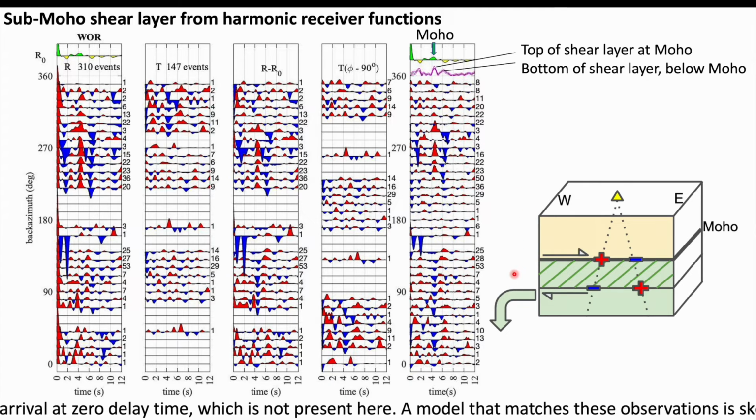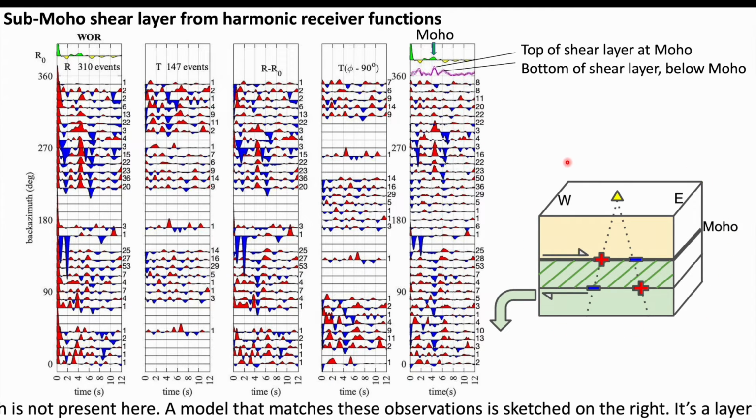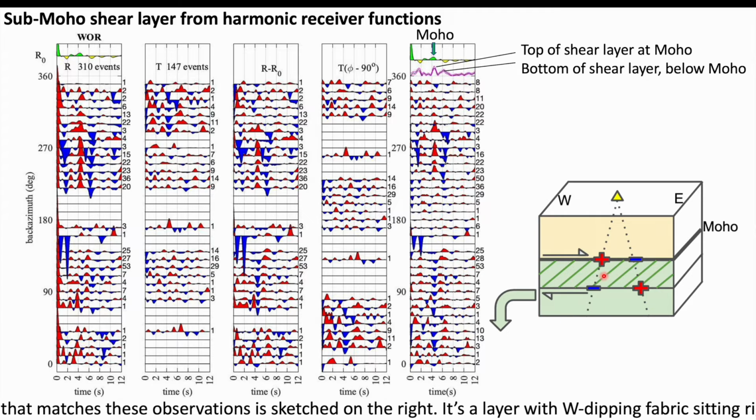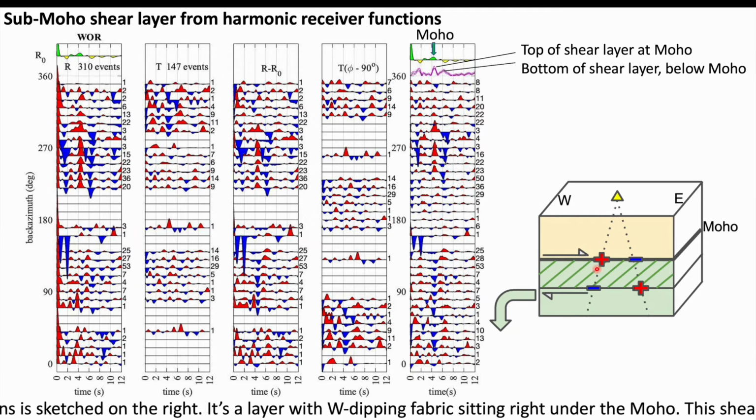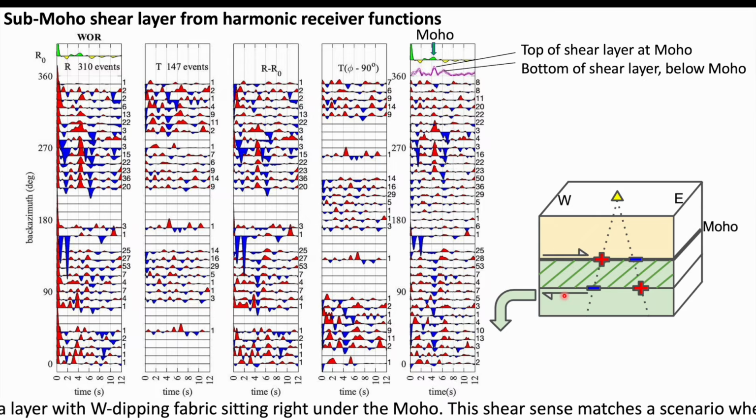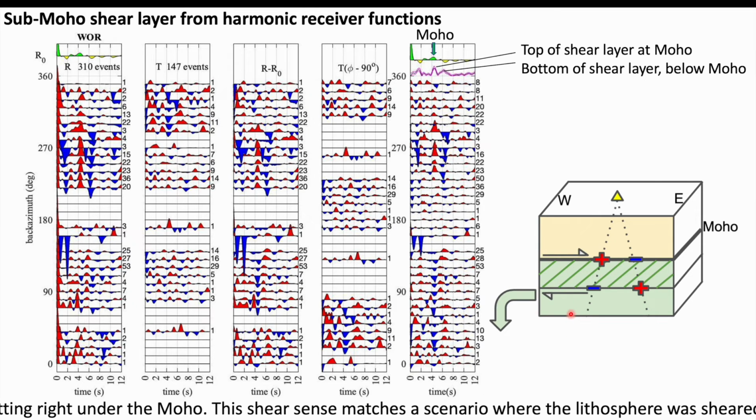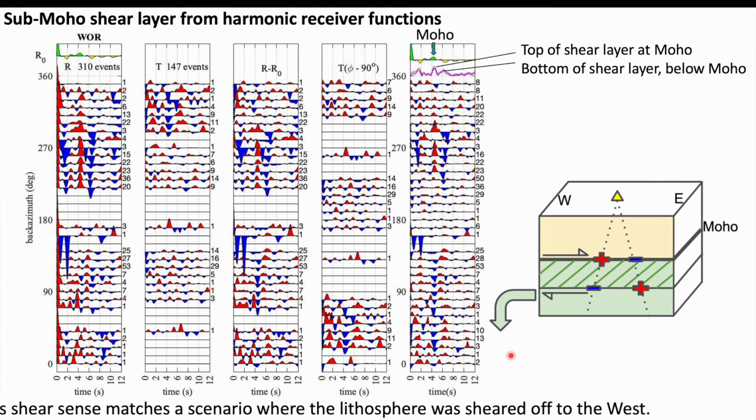A model that matches these observations is sketched on the right. It's a layer with west dipping fabric sitting right underneath the Moho. This shear sense matches a scenario where the lithosphere was sheared off to the west.